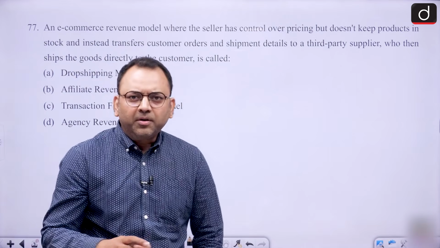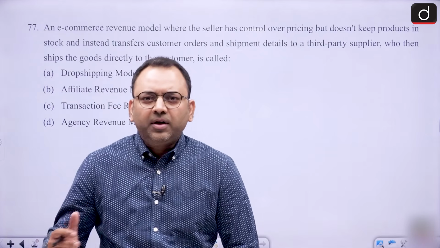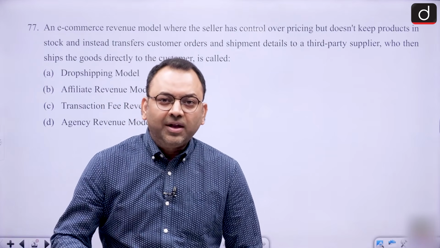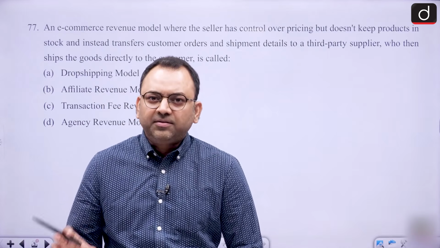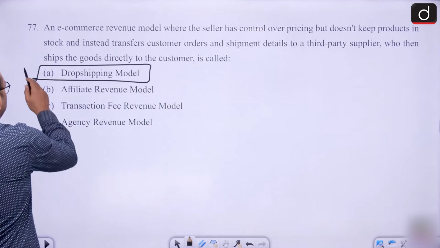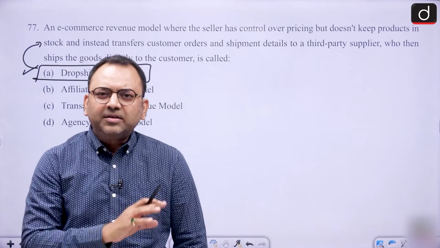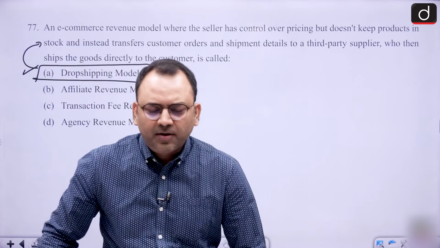Friends, you must have ordered multiple things from Amazon, Flipkart. What do you see? You order the goods on Amazon but someone else delivers the product to you. This model is called a drop shipping model, which is what is being asked in the question. So in this question the right answer is A, but let's see the other options as well.